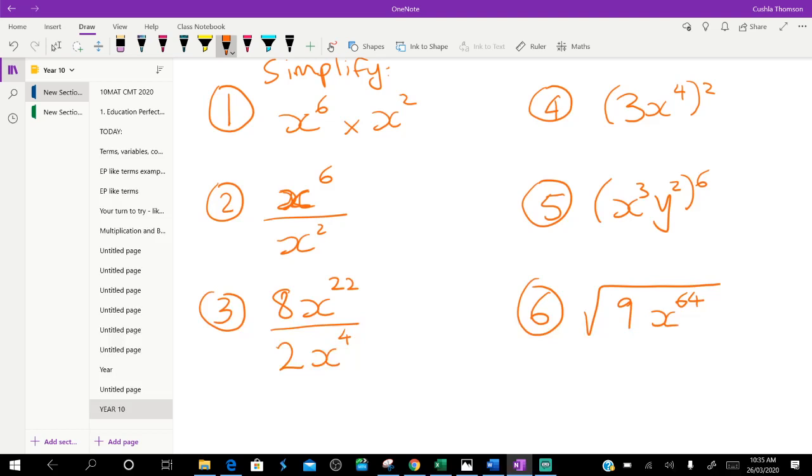I want you to start looking at the ones where we've got powers of powers. So 4, 5, and 6. I'm just going to hit the button on the coffee machine.